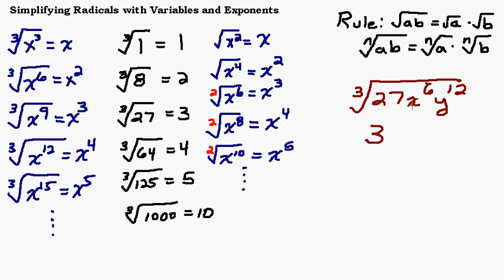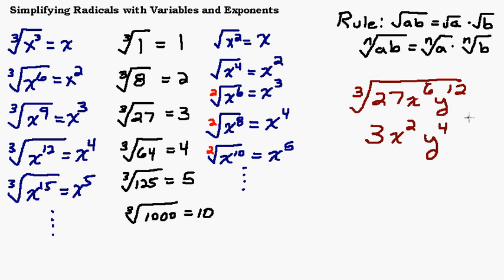The cubed root of x to the 6th, you just divide those, 6 divided by 3 is 2. And the cubed root of y to the 12th is y to the 4th, because y to the 4th times y to the 4th times y to the 4th is y to the 12th.